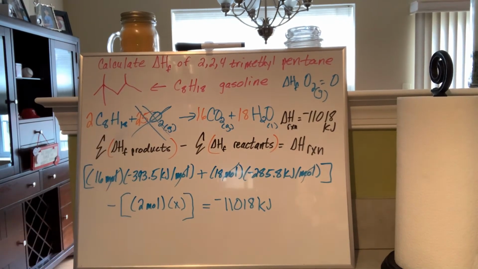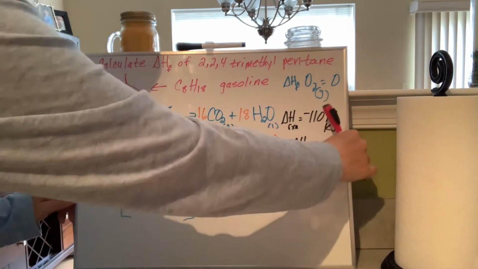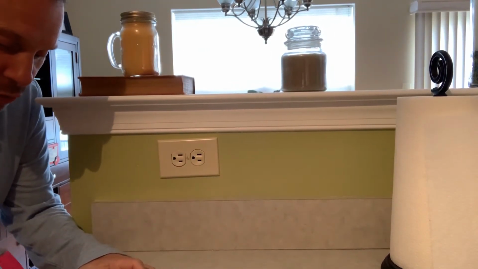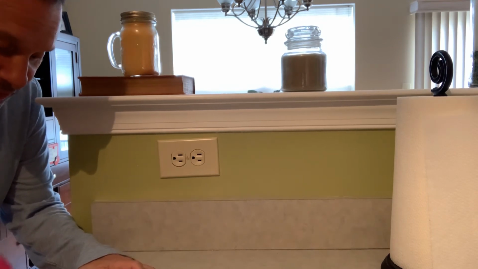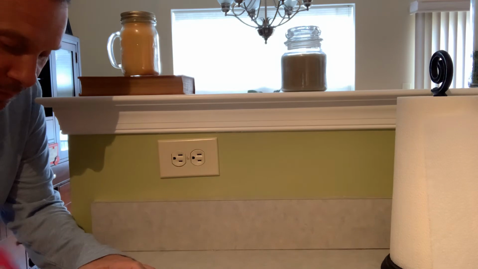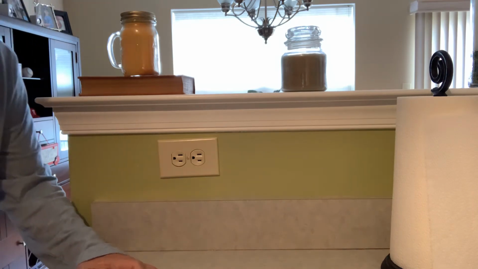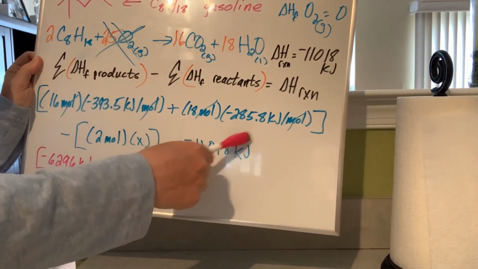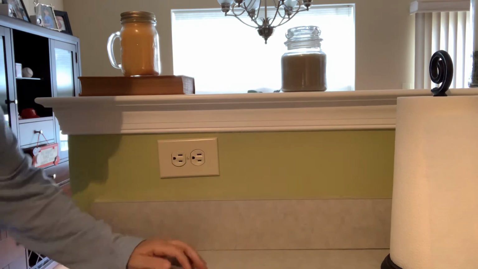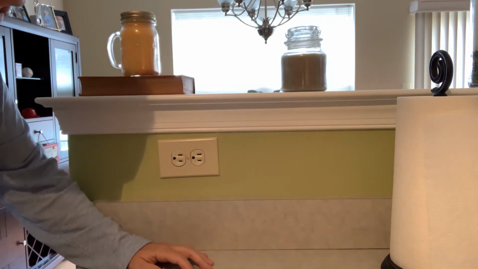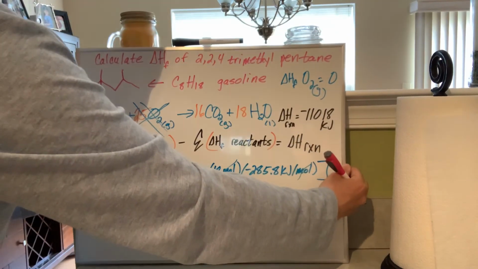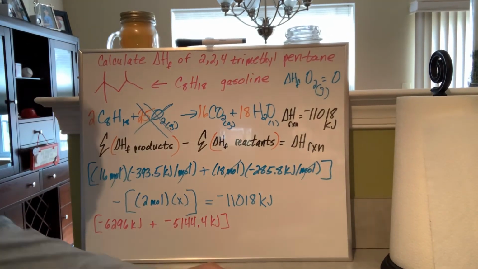Okay? All right. So now all I've got to do is do some combination here, right? So we've got 16 times negative 393.5. Now I already worked this out. So that comes out to be negative 6296 kilojoules. Okay? Plus, all right, now we've got 18 times negative 285.8. And that is negative 5144.4 kilojoules. So that becomes my summation of the products. All right?